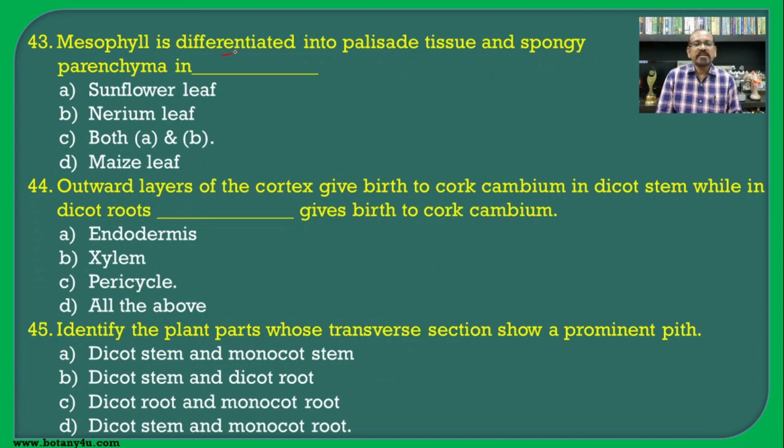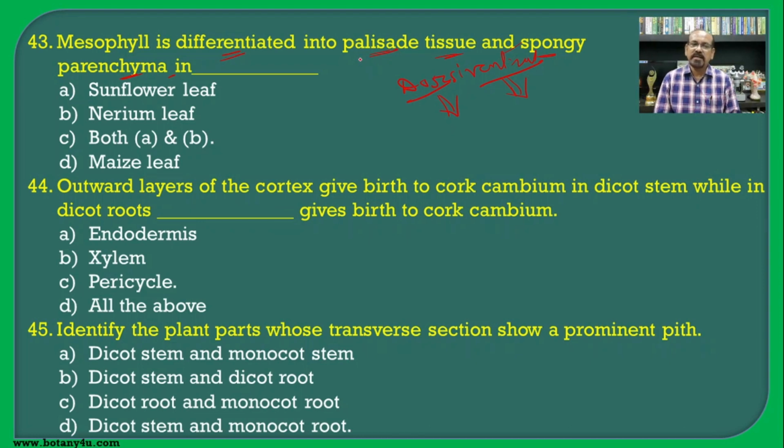Then mesophyll is differentiated into palisade tissue and spongy parenchyma. Such differentiation is responsible for the formation of the dorsiventral leaf. Dorsi and ventral means there are two different sides that can be identified as the dorsal and the ventral one, because of the presence of palisade tissue on one side and spongy tissue on the other side.